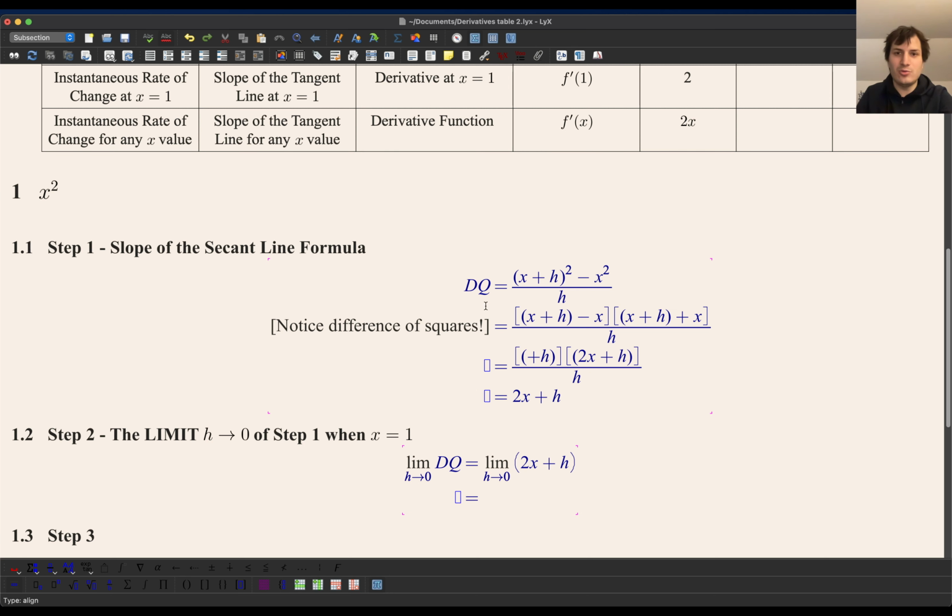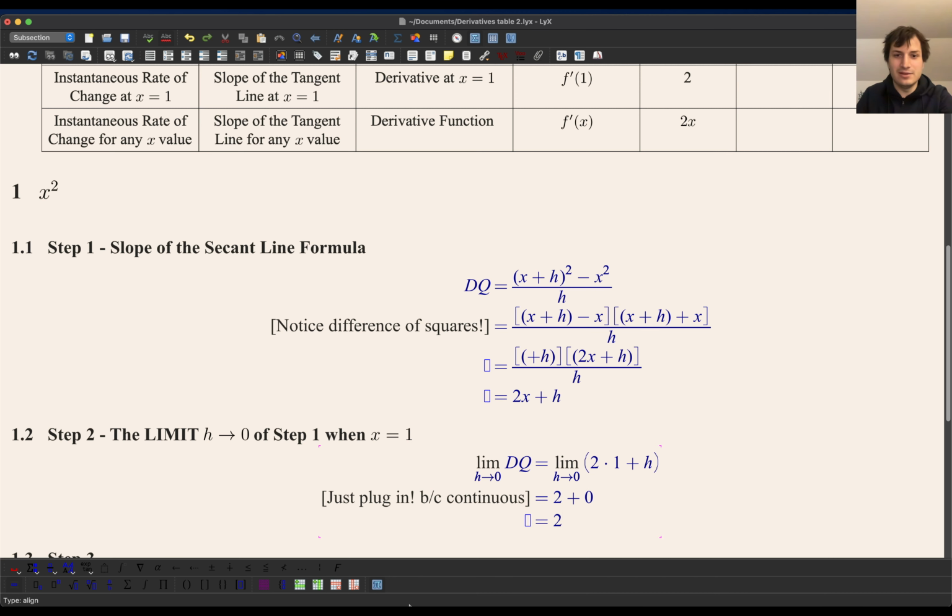And the nice thing about all the work we did in step 1, simplifying this down, is now that work pays off because 2x plus h is a formula where you can just plug in because it's continuous. Oh, and I apologize. It's not 2x plus h. We're doing the case when x equals 1. 2 times 1 plus h. So it's the limit of 2 plus h, and the limit of 2 plus h, when you plug in h equals 0, which you can do because this is a polynomial, you get 2 plus 0. So the answer is 2 plus 0, also known as 2.